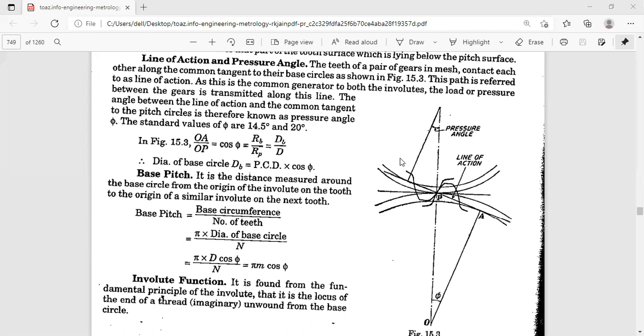So what is the pressure angle? It is the angle which the common normal to the two teeth at the point of contact makes with the common tangent to the pitch circles. That's also an alternate definition, apart from the definition I already told you. The angle between the line of action and the common tangent to the pitch circles you can also call the pressure angle or the angle of obliquity. The standard values of pressure angles were already discussed.